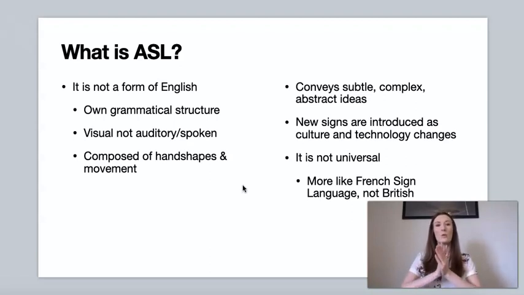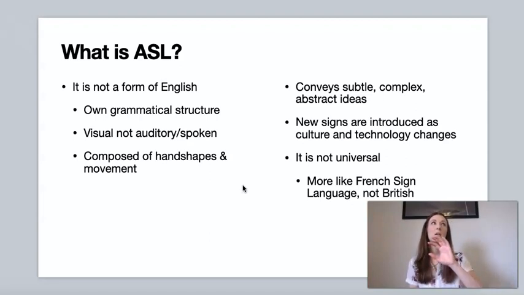In American Sign Language, you can talk about anything. You can talk about subtle concepts, complex concepts, abstract ideas. As we go through this course and we have more only-ASL days, no talking days, you will see that we can talk about ASL. I can teach ASL through using ASL.